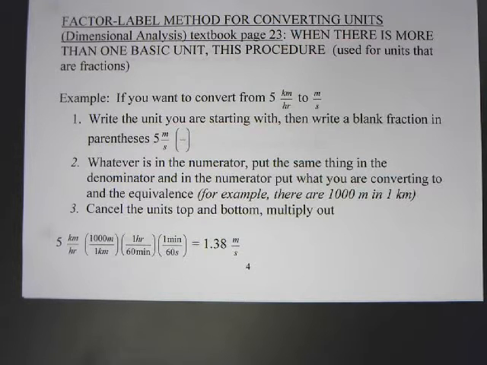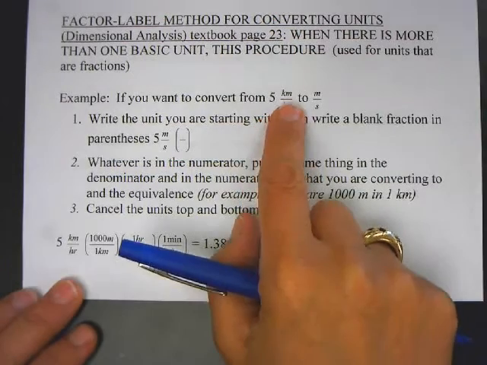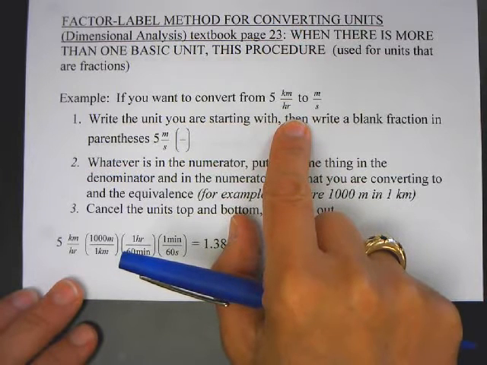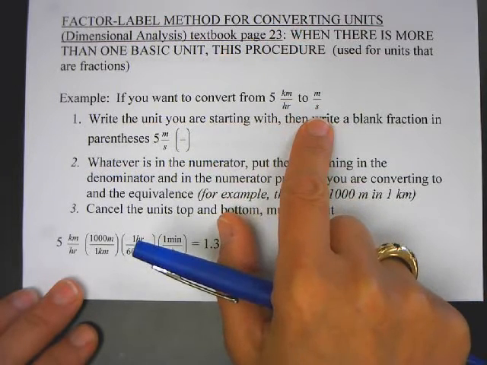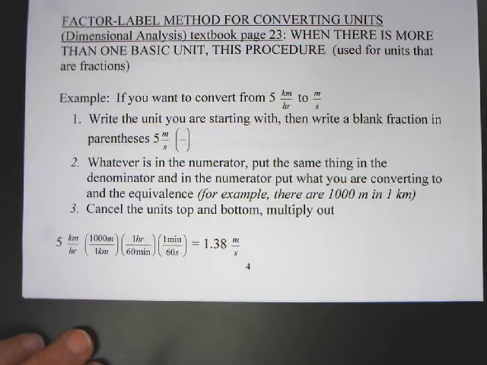Well, instead of just moving the decimal point, we would use this when we want to convert units that have more than one basic unit. What I mean is we're not going from centimeters to meters. We have units that are a little bit more complicated. For example, if we have 5 kilometers per hour and we want to convert that to meters per second. So there's a few basic things you need to remember.